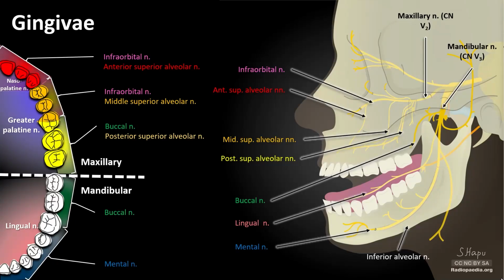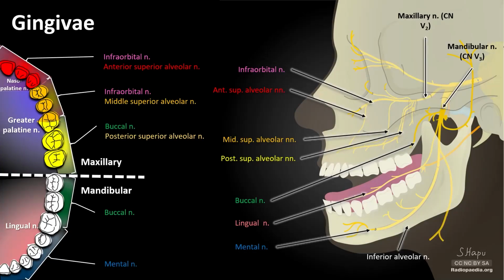For the gingivae in the oral vestibule, so that would be the buccal and labial gingivae, they are going to share the nerves of whatever is supplying the cheek and the lip. All right. For our mandibular teeth, that is going to be our buccal nerve, a branch of V3, and our mental nerve, which is also a branch of V3 through the inferior alveolar nerve.